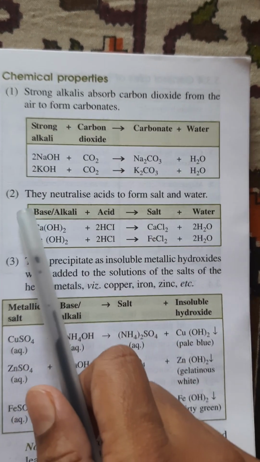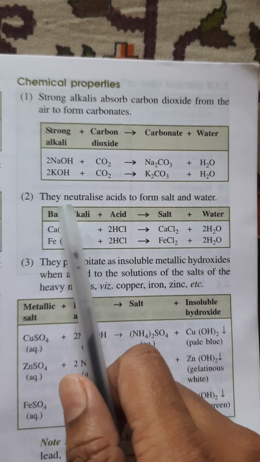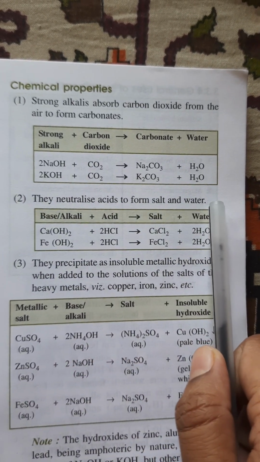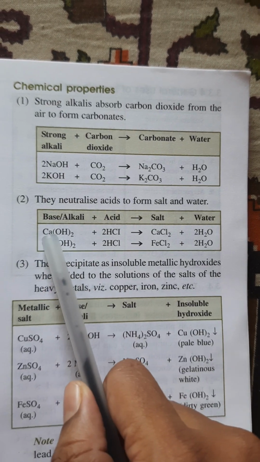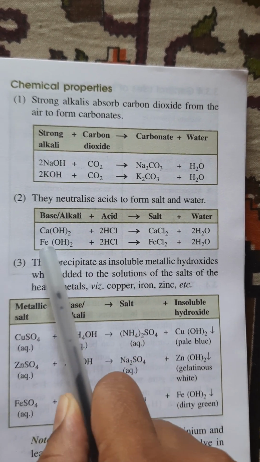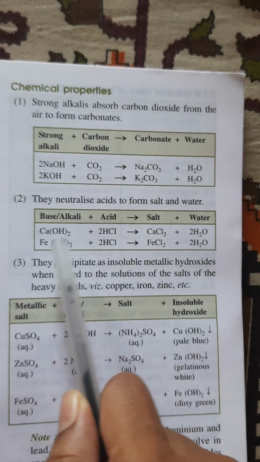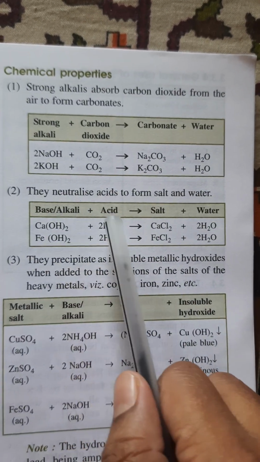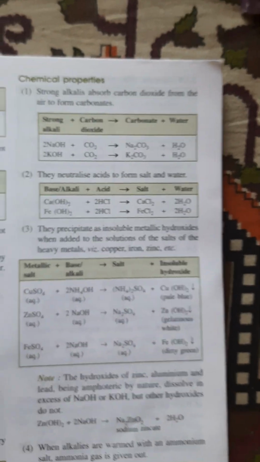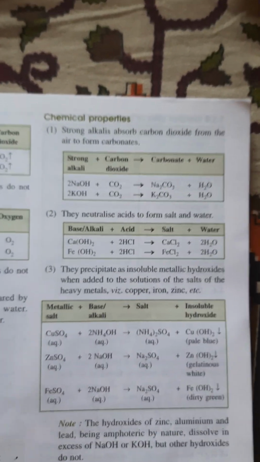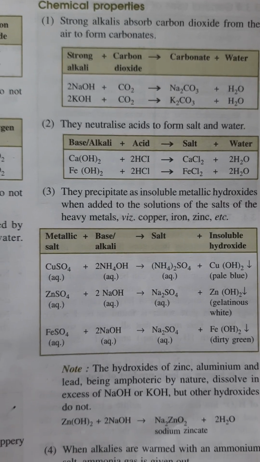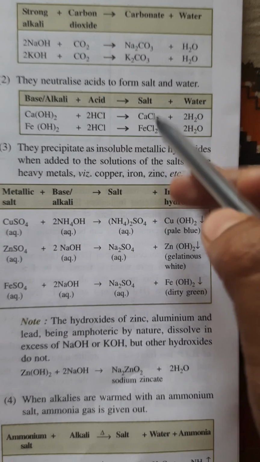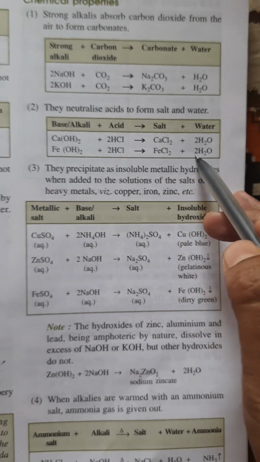Now the second reaction is they neutralize acids to form salt and water. First of all, this is calcium hydroxide and this one is ferrous hydroxide, or you can say iron hydroxide. When calcium hydroxide reacts with hydrochloric acid, it produces calcium chloride and water. And same, when iron hydroxide reacts with hydrochloric acid, it produces the salt of iron, that means ferrous chloride, and water.